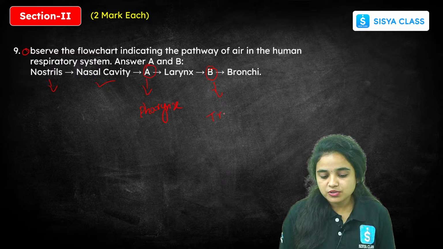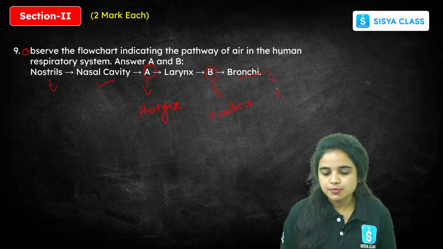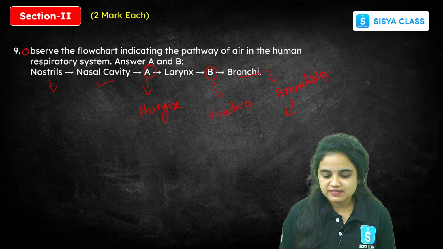It will go to the trachea, and after that it will go into the bronchi and bronchioles, and after that it will get into the lungs and alveoli.